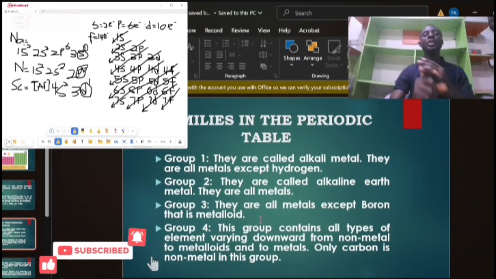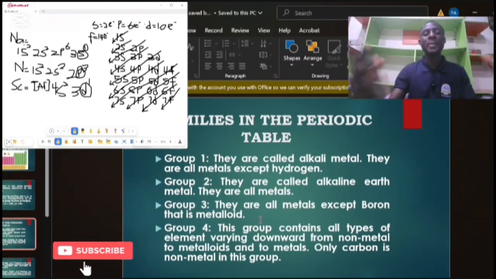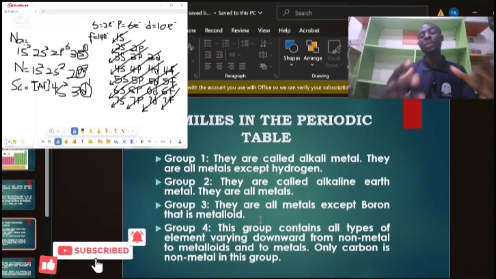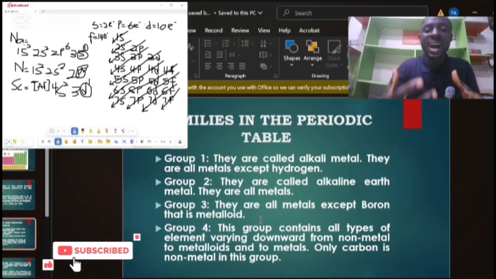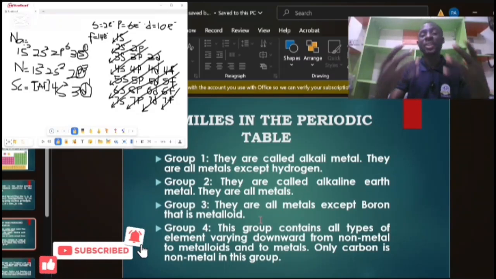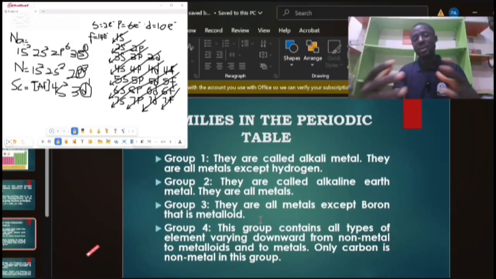The oxide of aluminium is amphoteric. What do we mean by amphoteric? Amphoteric means a substance that can act as an acid and can also act as a base. The oxide of aluminium and the hydroxide of aluminium can act as both acid and base.